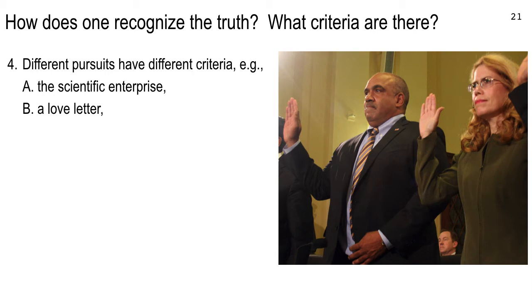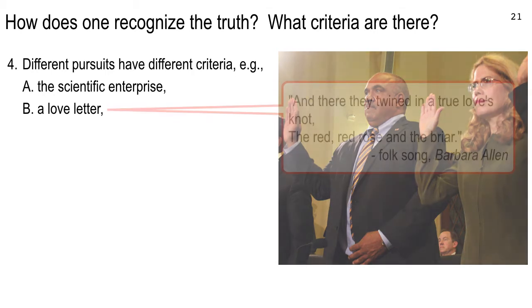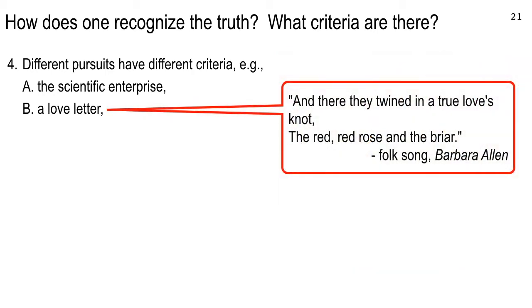And if you don't think I'm right, just look at this famous phrase. And there they twine. Did I get this right, Darian? In a true love's knot, the red, red rose and the briar, right? That's from the song Barbara Allen, True Love. That's what you seek.